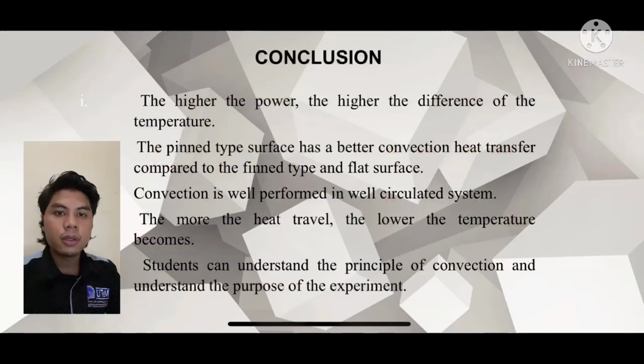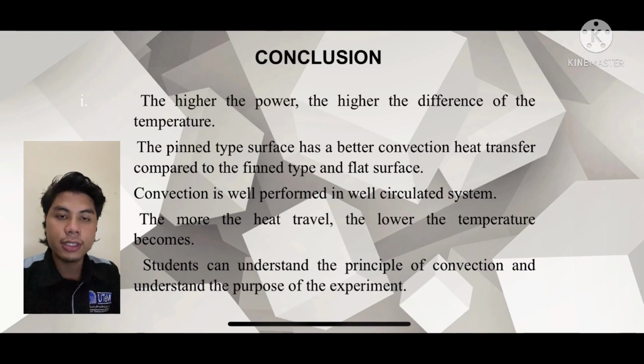And for the conclusions, number 1, the higher the power, the higher the difference of the temperature. Number 2, the pin type surface has a better convection heat transfer compared to the fin type and flat surface. For number 3, convection is well performed in well circulated system. For number 4, the more the heat travel, the lower the temperature becomes. For number 5, students can understand the principle of convection and understand the purpose of the experiment. Thank you, that's all.